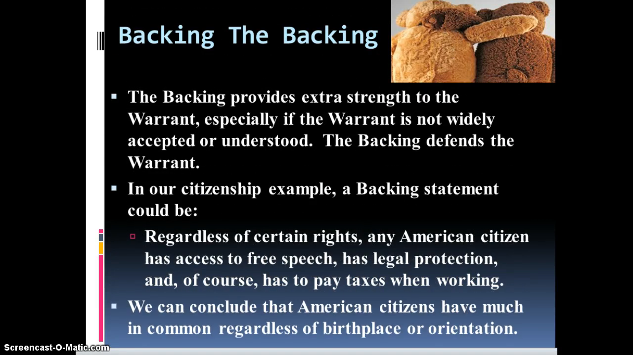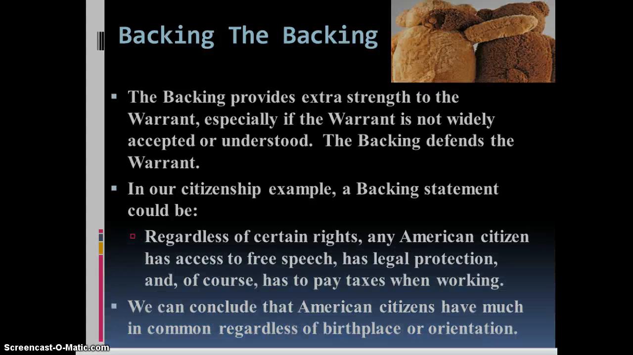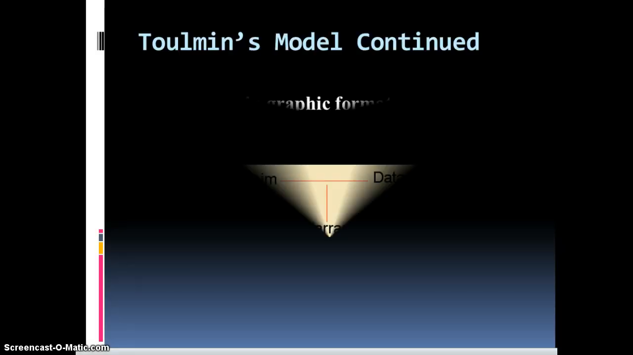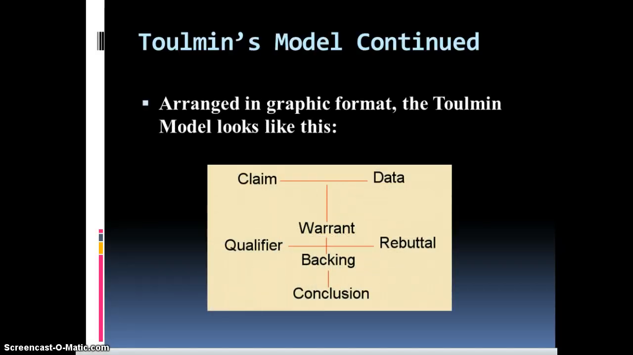Taking point by point and looking at what is the best data, how do I synthesize that data, and what are any possible exceptions or counter arguments to my initial argument. So we can conclude, of course, that American citizens have much in common regardless of birthplace or orientation. And so we could even further synthesize after I provide you the backing here. So what does this all mean? Let's look at it in terms of a visual format, because I think this is important.